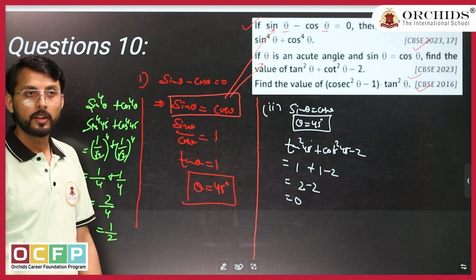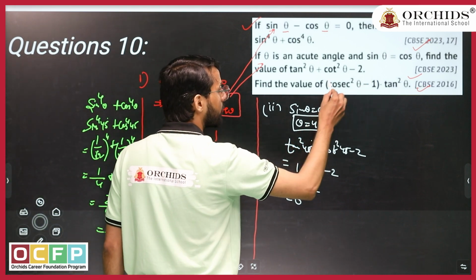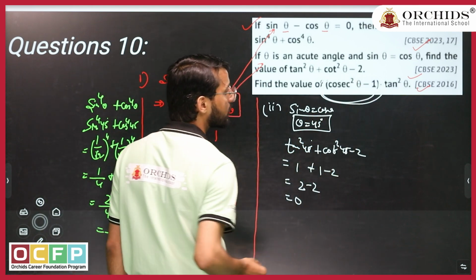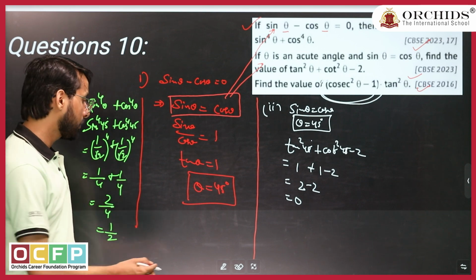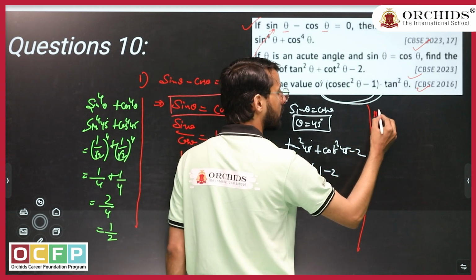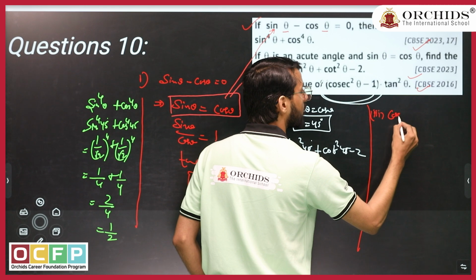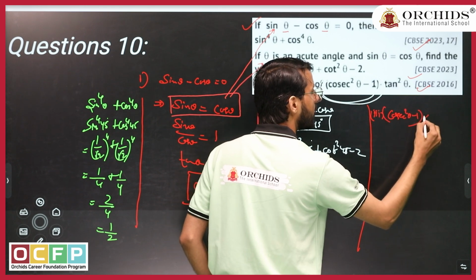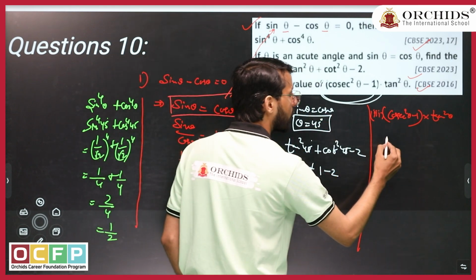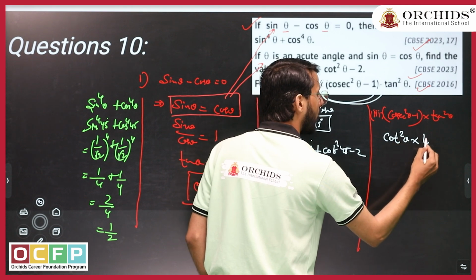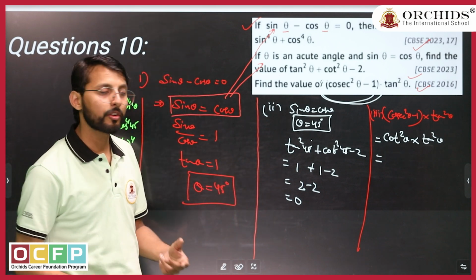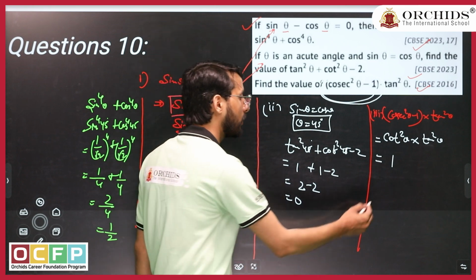What about the last one? Can you relate the last one with any identity, guys? What is cosecant square theta minus 1? It is nothing but cot square theta. So the third part is cosecant square theta minus 1 into tan square theta. If you know the identity, cosecant square theta minus 1 is cot square theta. And again, it is a very simple question: cot square into tan square. Multiplication of reciprocals will always result in 1. So this is also done.